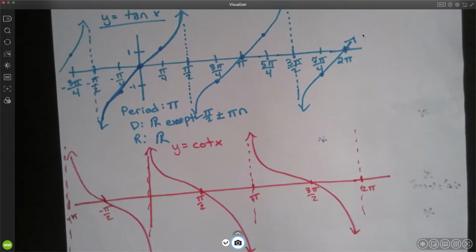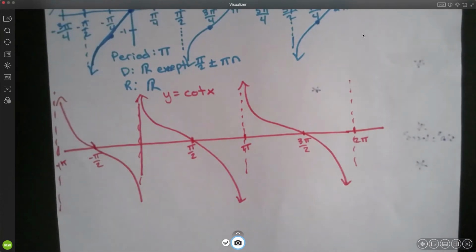Okay. So there's that. He shifted over. His asymptotes are at 0, pi, 2 pi, blah, blah, blah, all that good stuff. And that's what he looks like. He goes downhill instead of uphill.